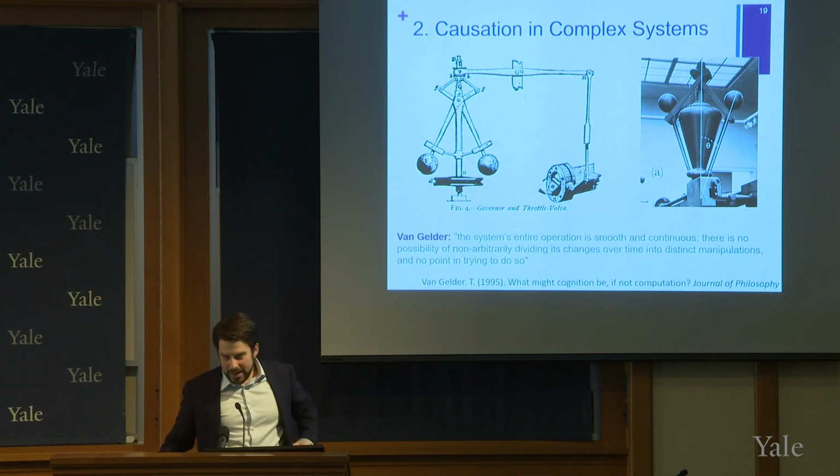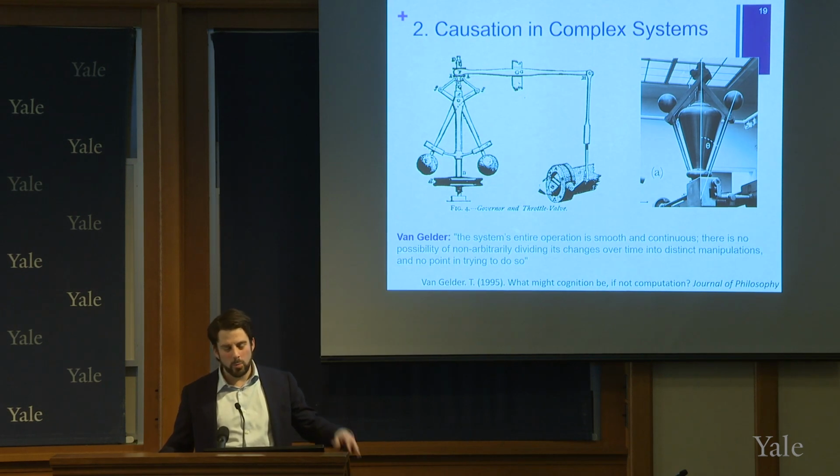So in Van Gelder's seminal discussion of this as a sort of model of dynamical cognition, he makes the claim that when we understand the behavior of the Watt's governor, the system's entire operation is smooth and continuous. There's no possibility of non-arbitrarily dividing its changes over time into distinct manipulations, and no point in trying to do so. So here, he's giving an argument against why what this system is doing shouldn't be understood using a computational model.